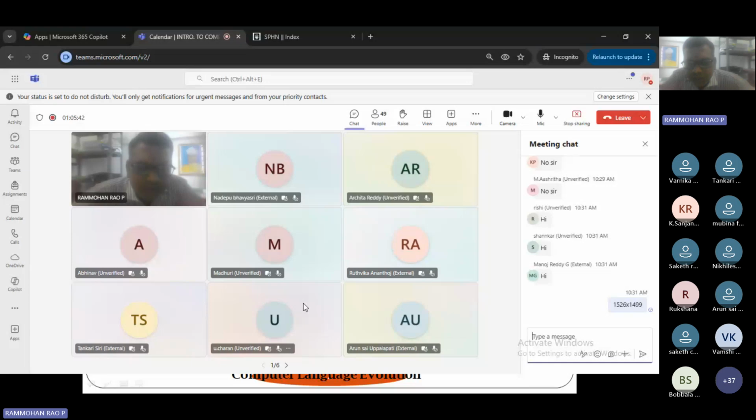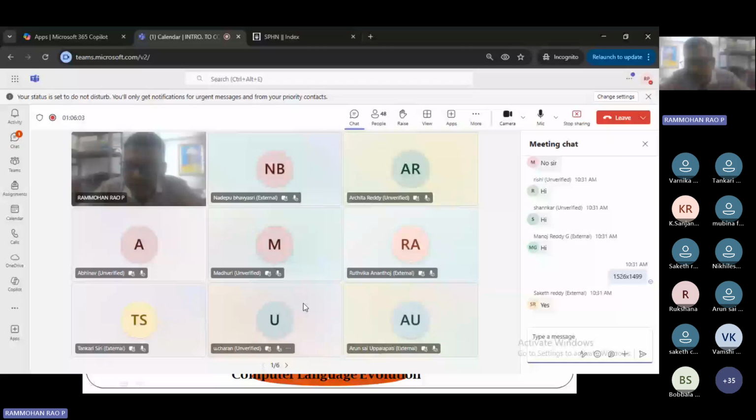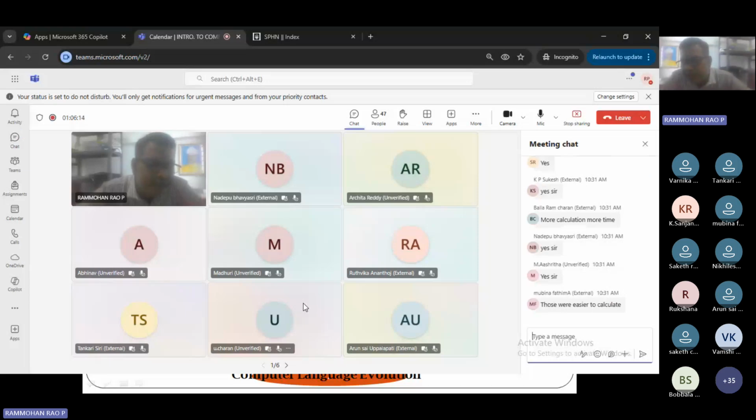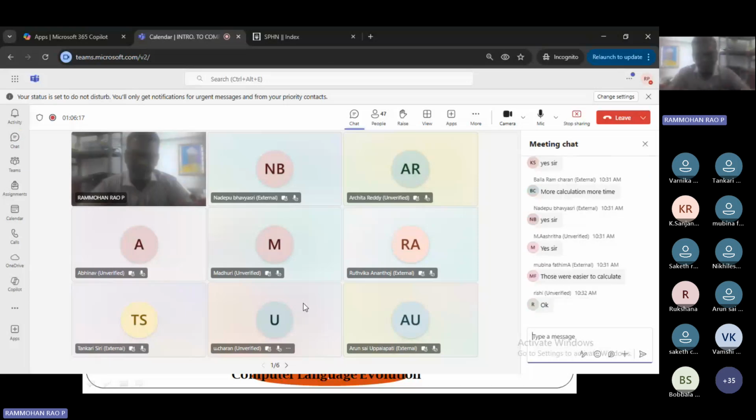What is the difference between all those previous questions and 1526 into 1499? For all those previous questions, you were able to give the answer immediately, yes or no? When I say 5 fours are 20, immediately you can give the answer. I can also give the answer immediately. But the moment I say 1526 into 1499, not only for you, for me also, it will be difficult. Immediately, I can't give the answer. And there is a chance that I may commit a mistake also.